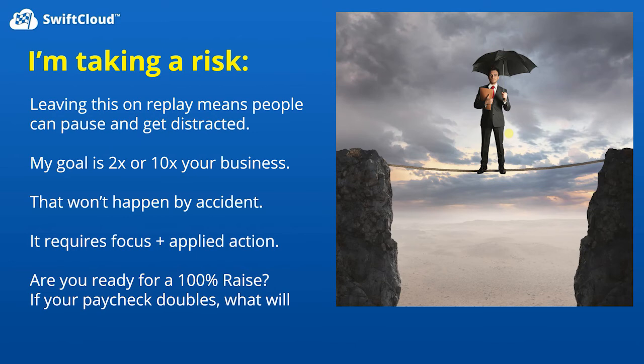My goal here is to 2x, then 2x again, then 2x again, then 2x again, which is 16x, not 10x, right? But just because of how that stuff compounds. That's not going to happen by accident. It's going to require focus, decisions, and then applied action, right? And it doesn't have to be a lot of work. It just has to be smart, right?